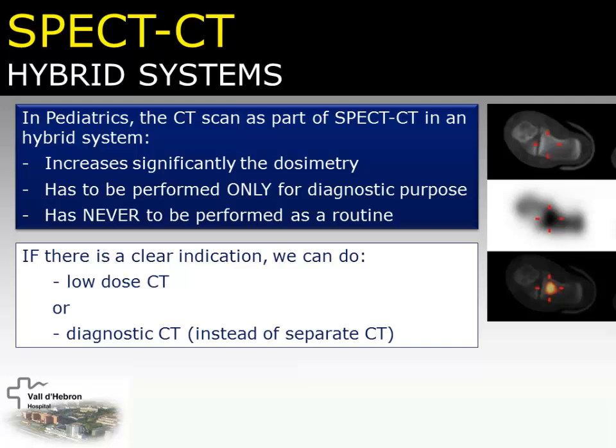In pediatrics, the CT scan as part of the SPECT-CT in a hybrid system increases the dosimetry significantly, as well in SPECT-CT as in PET-CT. And that means that we have to perform SPECT-CT only for diagnostic purpose and never as a routine. If there is a clear indication, then we can do a low-dose CT as part of the SPECT-CT, or a diagnostic CT instead of a separate CT if we have a device prepared to obtain a diagnostic CT.